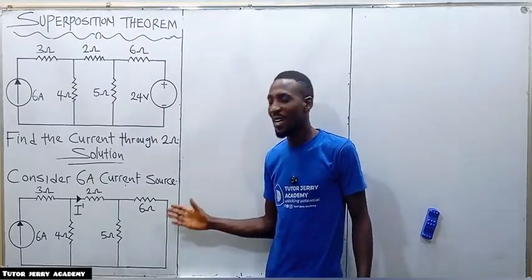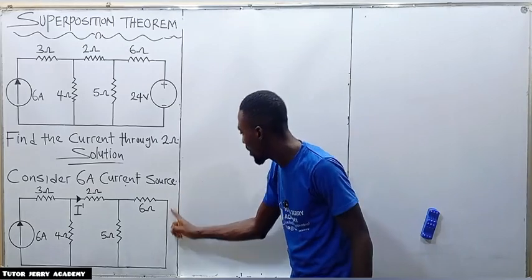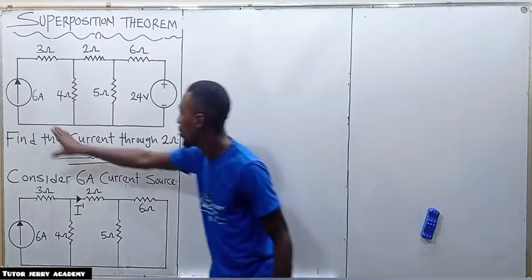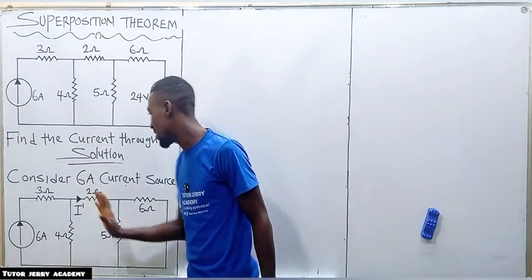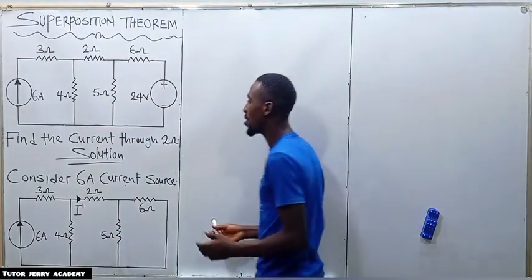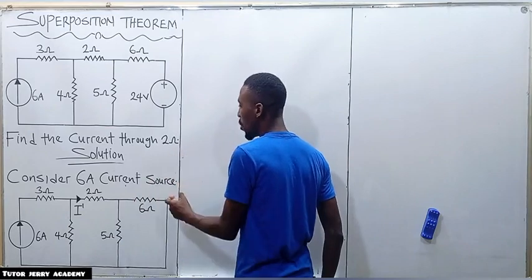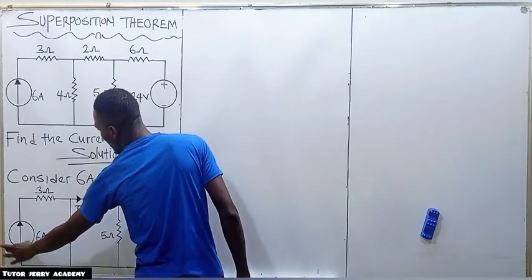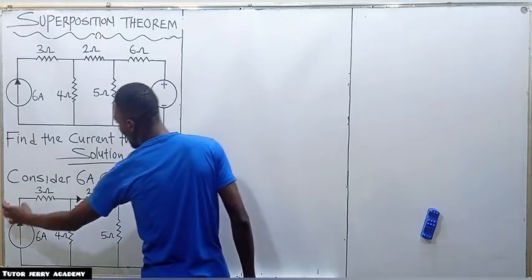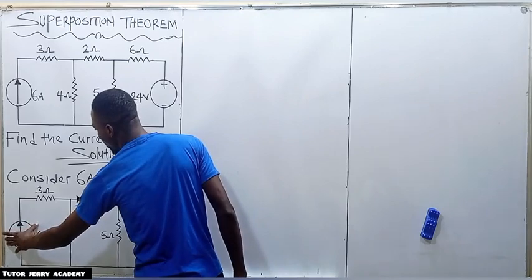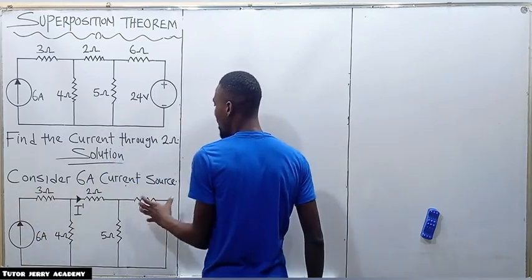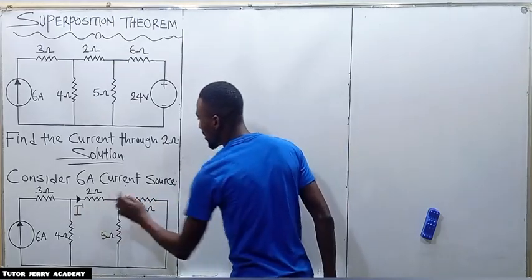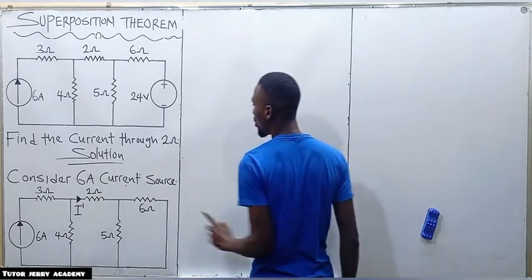You can see that we have short-circuited the voltage source, that is, we have turned it off, and then it is only the current source that is here. This question says we should find the current through 2 ohms. We are considering the current through 2 ohms because this is our current source here, which is also the total current entering this circuit. Now, before we can calculate the current entering the 2 ohms, the first thing we are going to do is this.